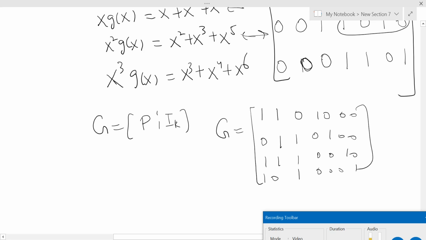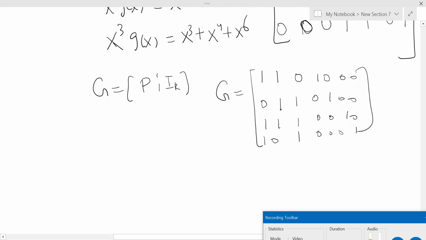Okay, since your exam is of very short length, I will not give you such problems where you have to convert into systematic form. It takes time, okay, but you should know the procedure.